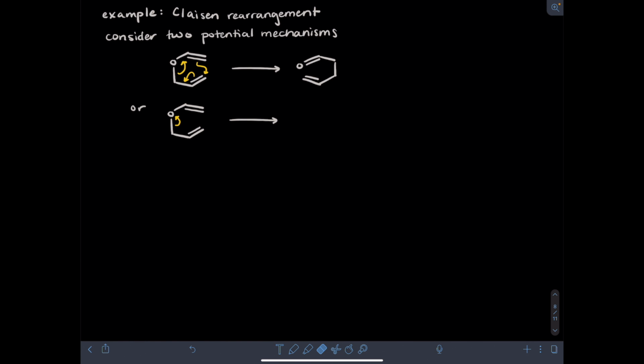An alternative mechanism to consider is, what if the carbon-oxygen bond broke first in this reaction? This would form an enolate anion and an allylic carbocation. In a separate step, you could have the carbon-oxygen pi bond formation, carbon-carbon single bond formation, and pi bond moving. This would generate the same final product.